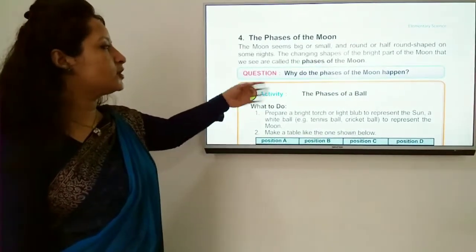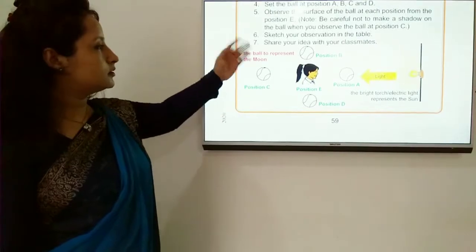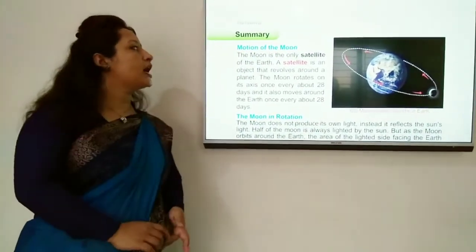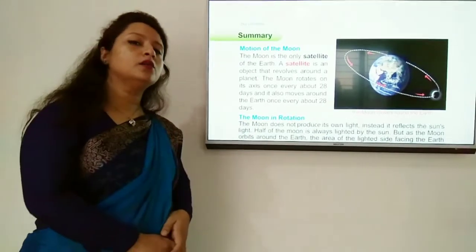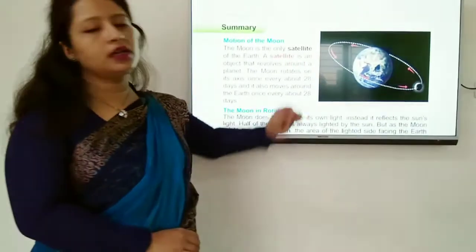Why do the phases of the moon happen? Phases of the moon happen because of the motion of the moon. The moon revolves around the planet.